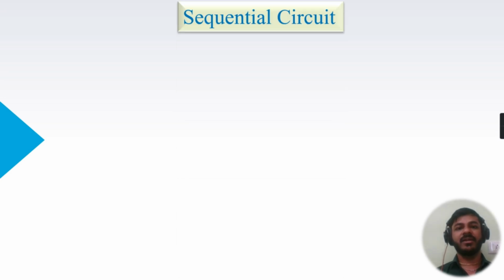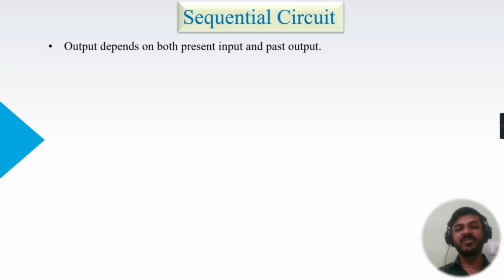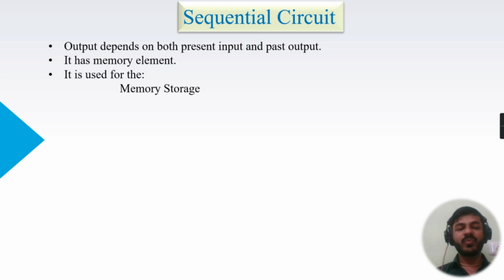Now we'll jump to understand what a sequential circuit is. Basically, in sequential circuits, output depends on both present input and past output. As it depends on past output, it has memory elements. It is used for memory storage such as flip-flops. As we know, D flip-flops or T flip-flops are used as a storage element. We can store one bit of data in a D flip-flop.